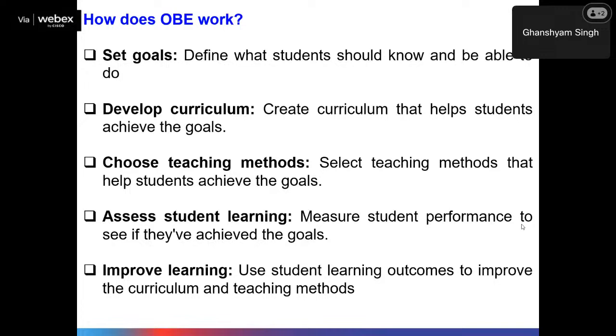How does the OBE system work? Initially, we start by setting up some goals where we define what students should know and should be able to do. All the universities are more or less following similar curriculums, but according to the situation, region, or location, they may adopt different strategies to change or revise their curriculum, so that we can prepare the students location-wise as well.